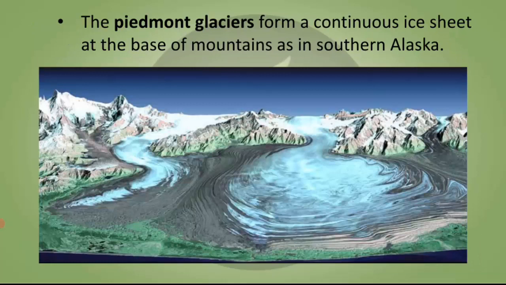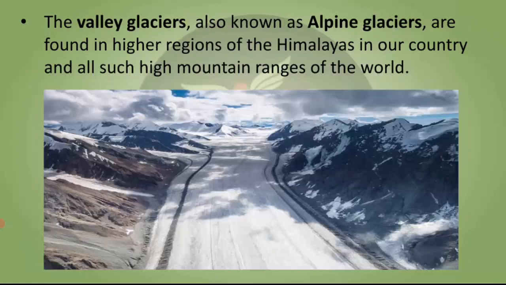Then what are Piedmont glaciers? They form a continuous ice sheet at the base of the mountains in southern Alaska. These kind of structures जो एक continuous ice sheets बनाते हैं, these are Piedmont glaciers. Now what are the valley glaciers? The valley glaciers, also known as the alpine glaciers, are found in higher regions of the Himalayas in our country and all such high mountain ranges of the world. This one is the valley glacier.